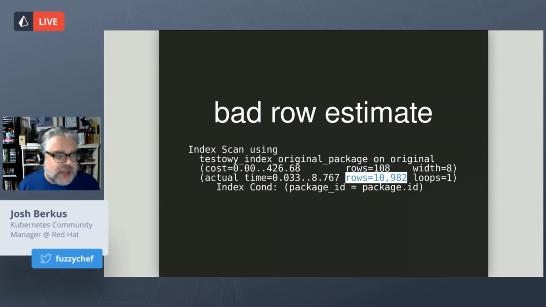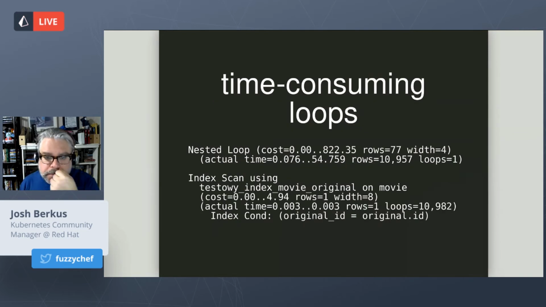There's a fair fudge factor in this. If it's off by double, you don't really care. But if it's off by an order of magnitude, you do care. And again, those graphical tools will give you hints as to when you've gotten a bad row estimate.